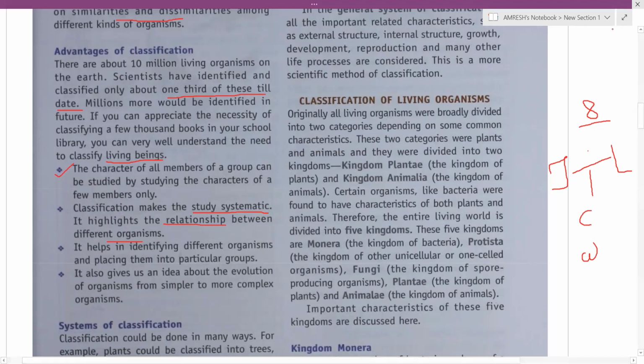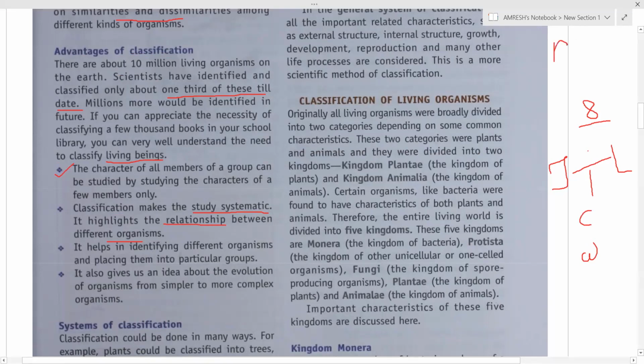Suppose a buffalo and a cow. Buffalo and a cow, we are making a similarity that they are pets, they give milk, or they are milching animals. So this relationship we are able to build when we classify organisms into different classes or categories. It helps in identifying the different organisms and placing them into particular groups. Yes, wild animals, as I've told you, tiger, lion, everything we kept in a wild animal group.